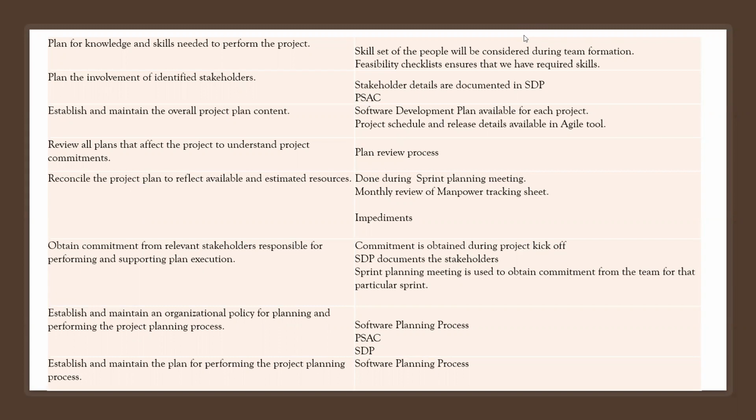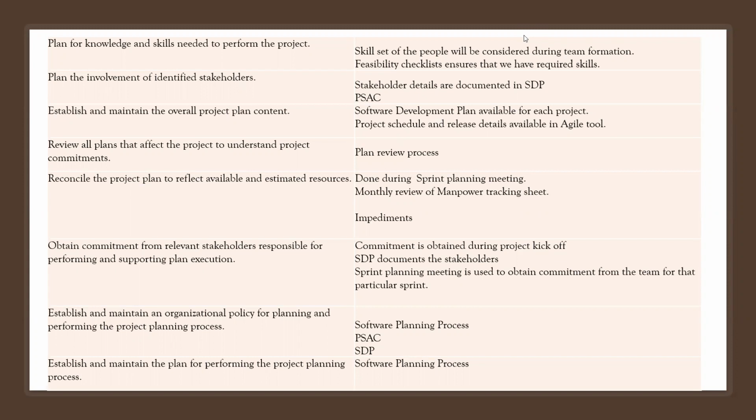Reconcile the project plan to reflect available and estimated resources. As explained to you before, every sprint we ask this question about the resources, who's available, and what is the capacity for this particular sprint, and we will revisit that. Obtain commitment from stakeholders. Stakeholder commitment, as I explained, is obtained during our release planning and sprint planning.